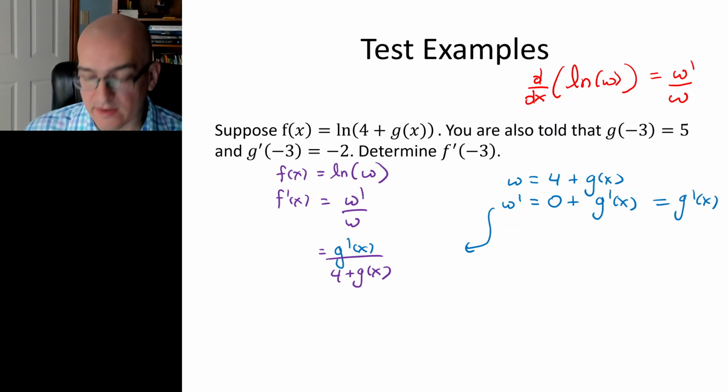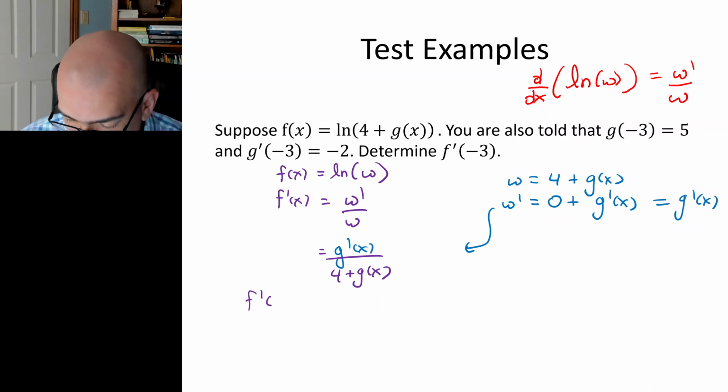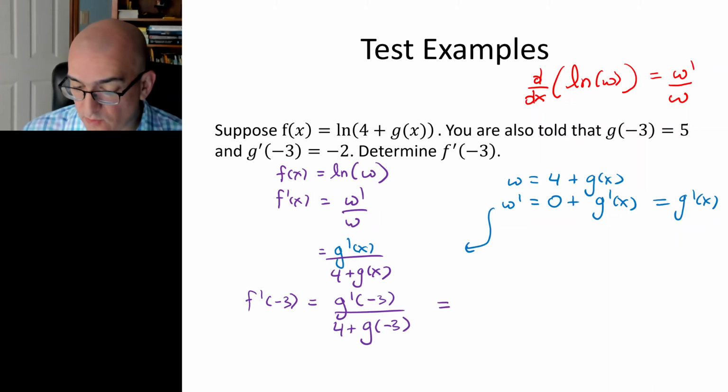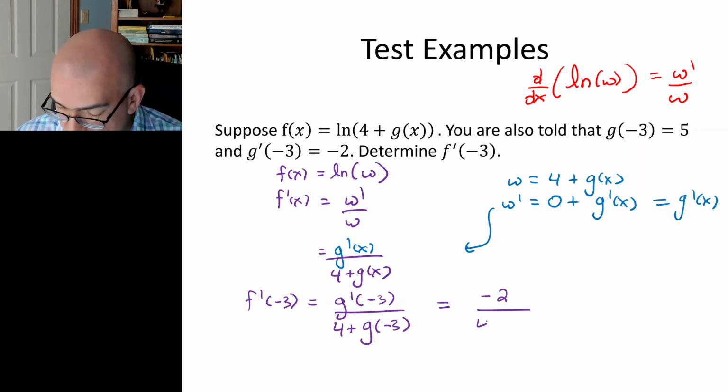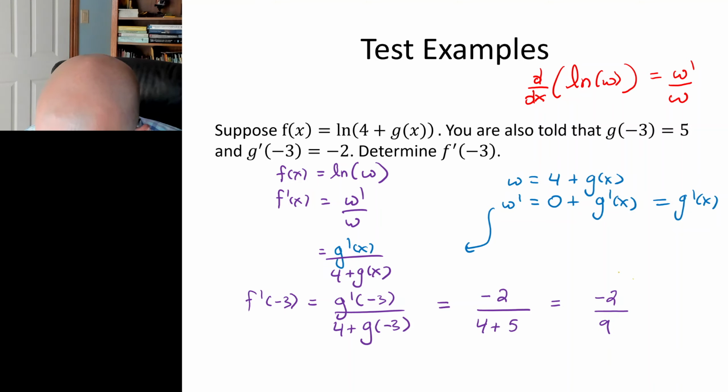Now we're going to plug in the data. That's the derivative at x. I want the derivative at -3. And replace all the x's with -3. Okay, now what is g prime of -3? Well, the question says it's equal to -2. What is g of -3? The question says that that is 5. So we get -2 divided by 9. That's it.